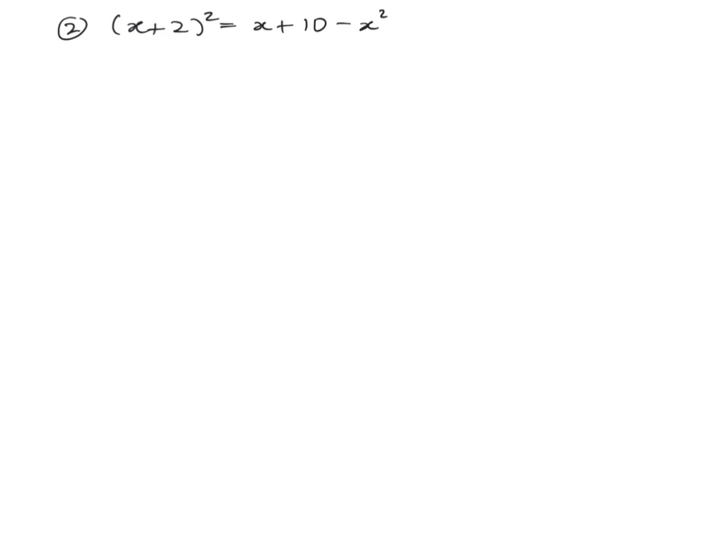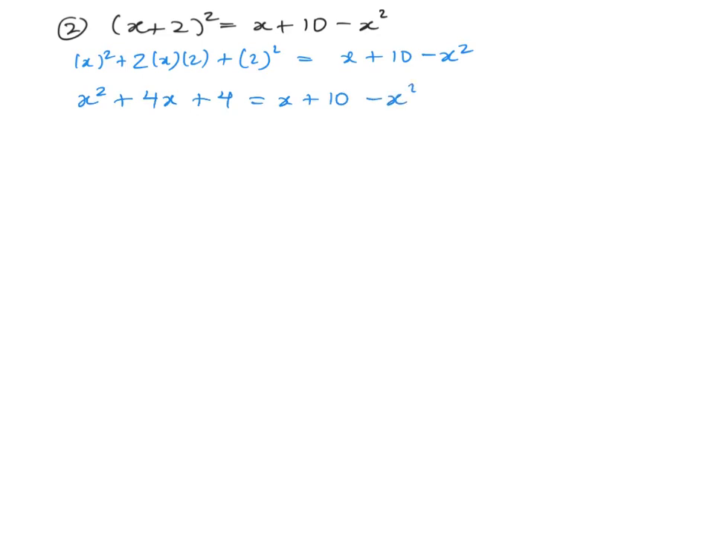So it's going to be x squared plus 2 times x times 2, and then plus 2 squared. And of course on the other side I'm just going to have x plus 10 minus x squared. I'll worry about that in a second. So the left hand side becomes x squared plus 2 times x times 2 is 4x, and then 2 squared is 4, so plus 4 equals x plus 10 minus x squared.